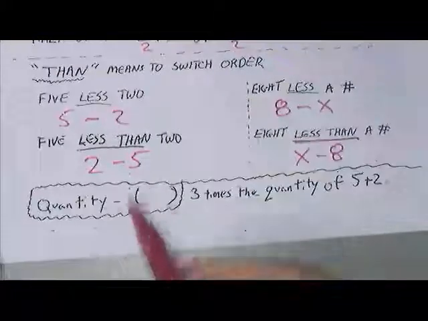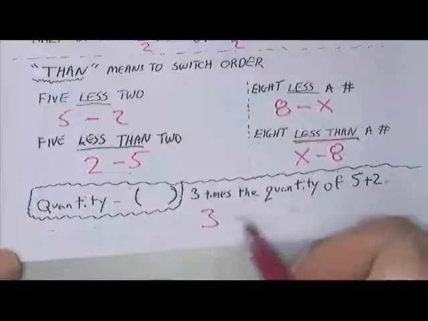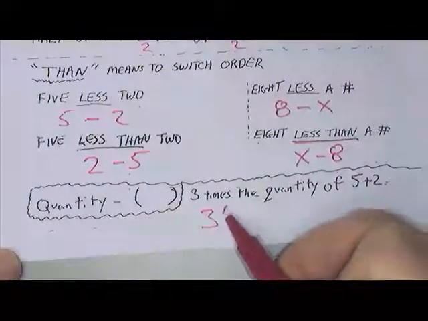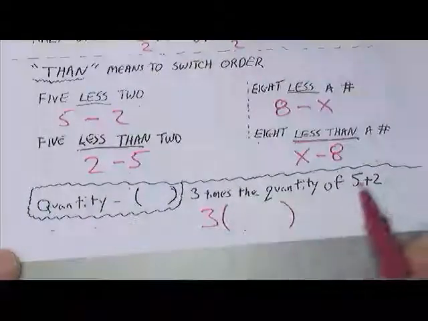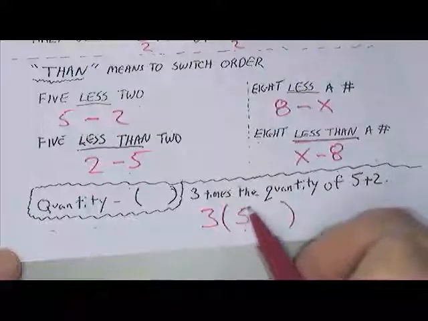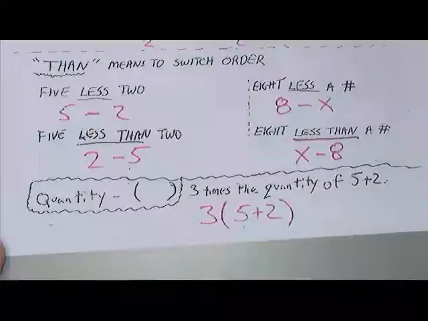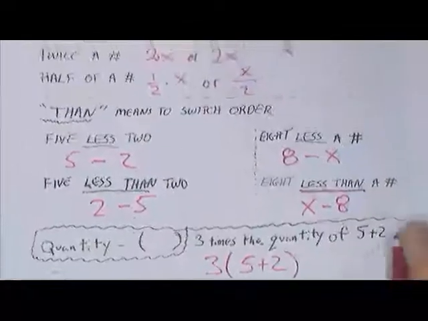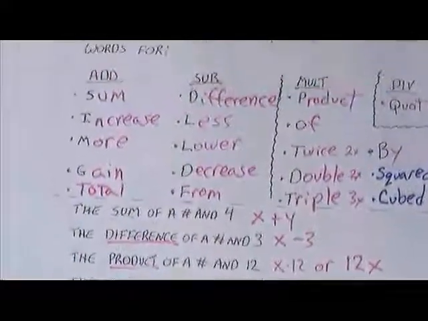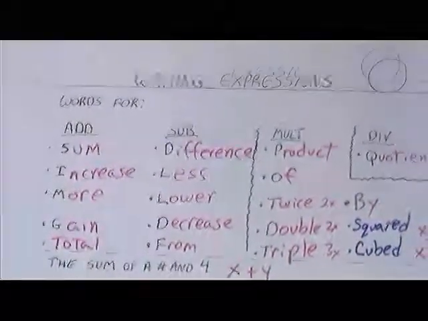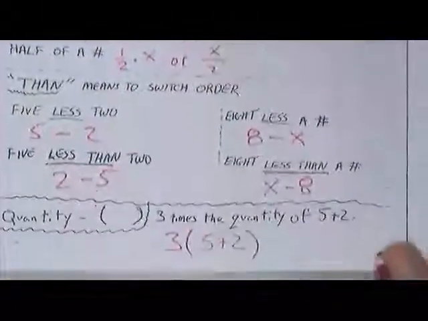Quantity means put it in parentheses. So for example, 3 times the quantity. Now I'm just going to put it like this because 3 times right next to it. 5 plus 2. The quantity of 5 plus 2. And it's 3 times it. And so these are the words that we use when translating expressions. We have phrases, and then we translate them into expressions.